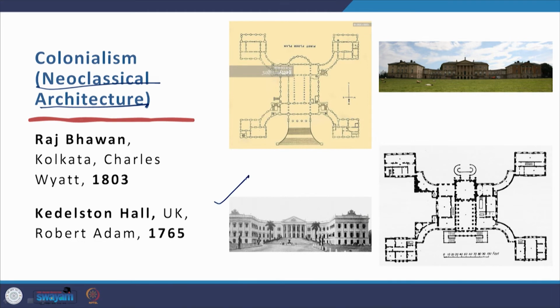This is the Raj Bhavan, and this is the Kedleston Hall designed by Robert Adam. Raj Bhavan was designed in 1803. Kedleston Hall was designed in the UK in the neoclassicism phase in 1765. Now look at the plan. Not only are the buildings very similar to each other, in that they have this classical appearance, the plan is the most important thing you need to look at. This is the plan of Kedleston Hall, and this is the plan of the Raj Bhavan. Very, very similar to each other, having one central area, and there are 4 wings coming out from the central area.